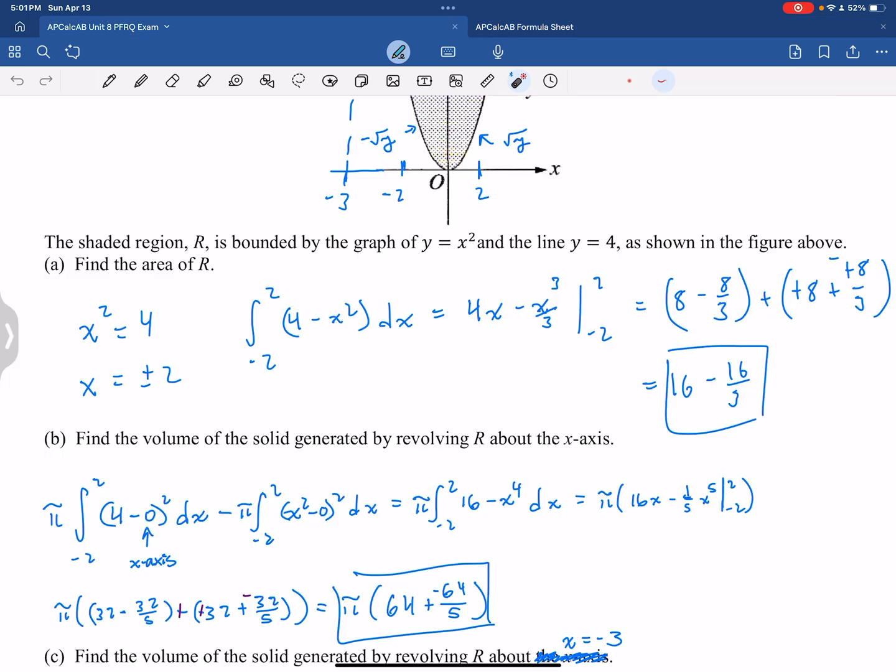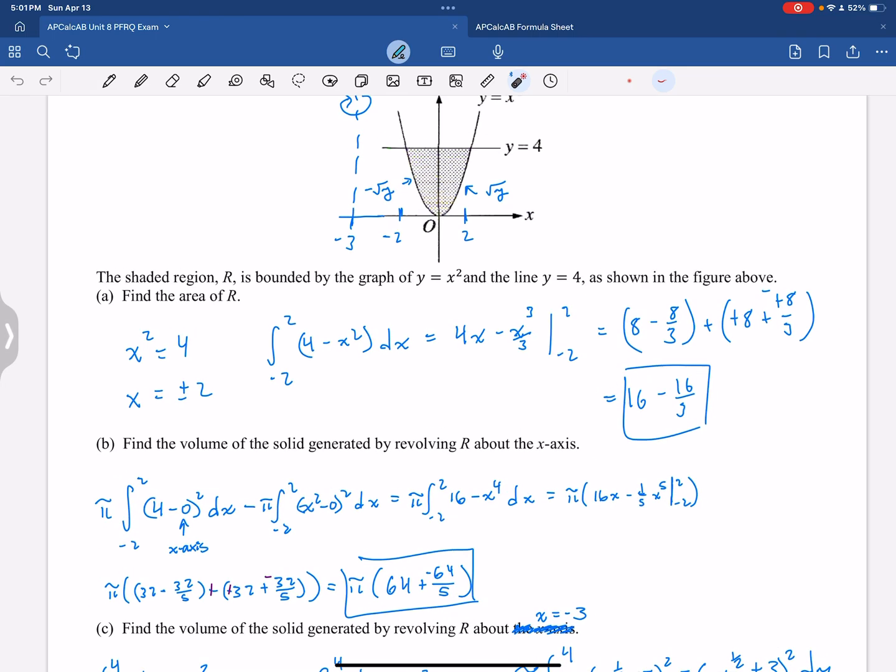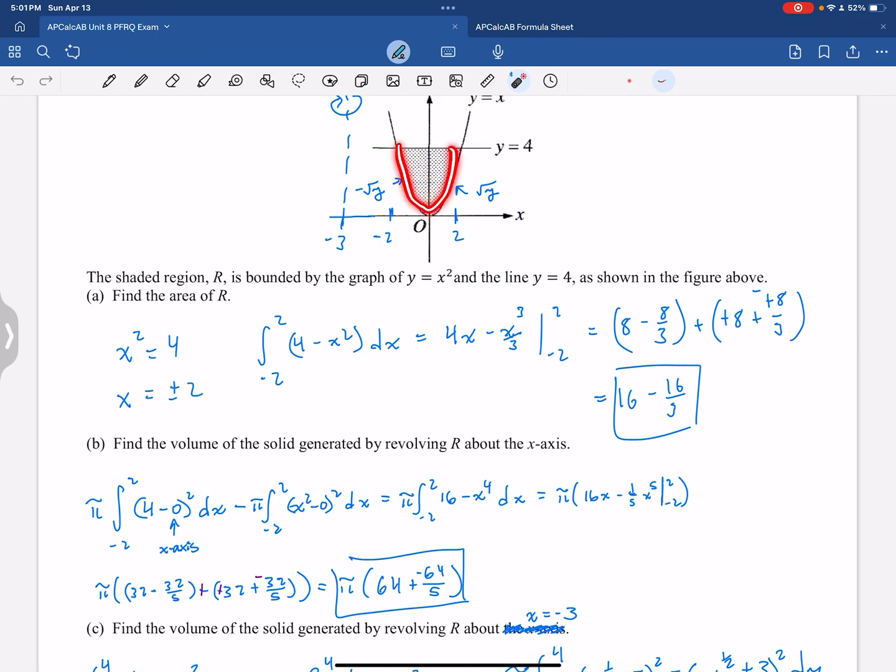Now, this right here, it says the area of R, the region R. The region R is formed by two curves, so that means we're going to have to use the washer method. But before I talk about the washer method, let's just find the volume of the solid formed with just revolving y equals 4 around this axis of revolution.